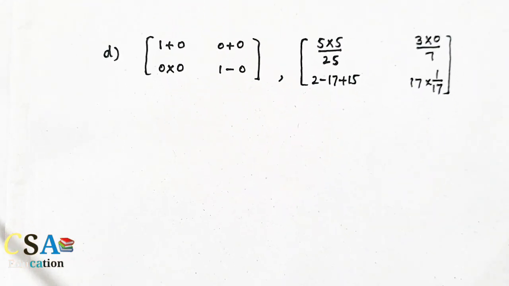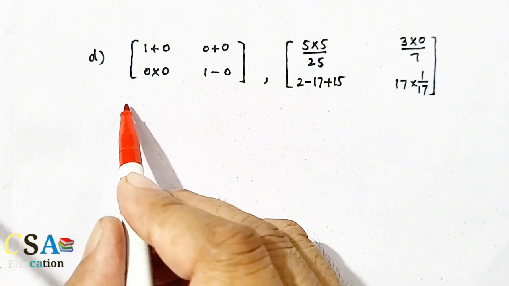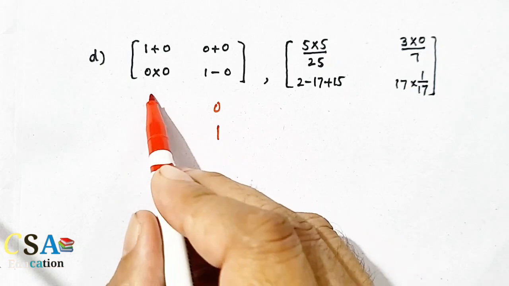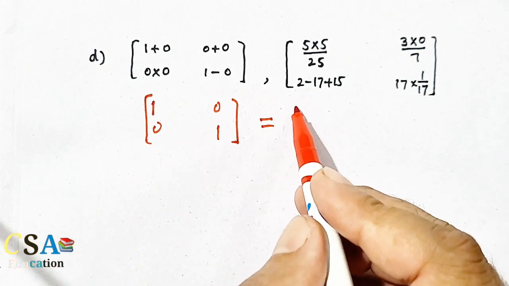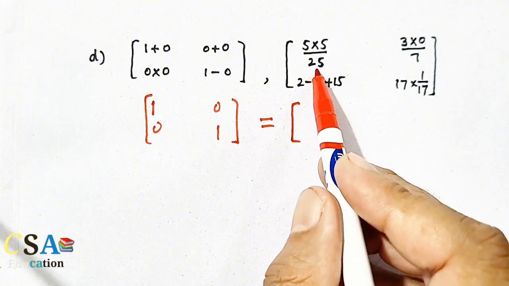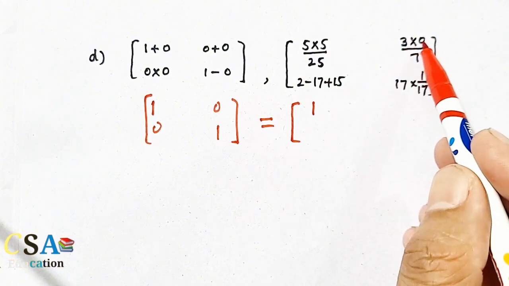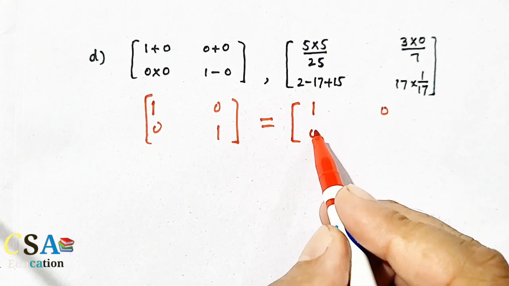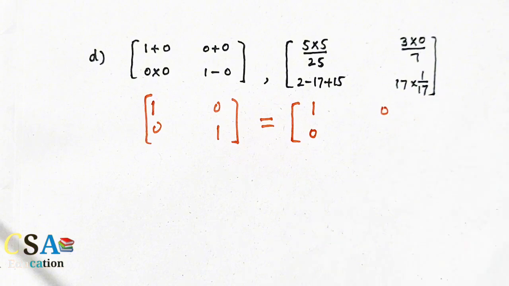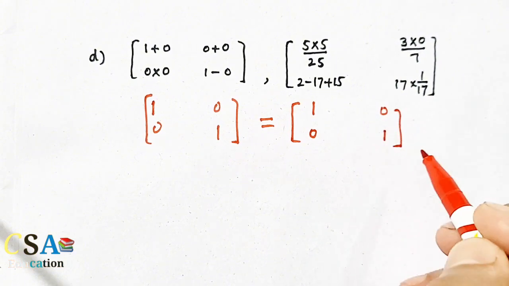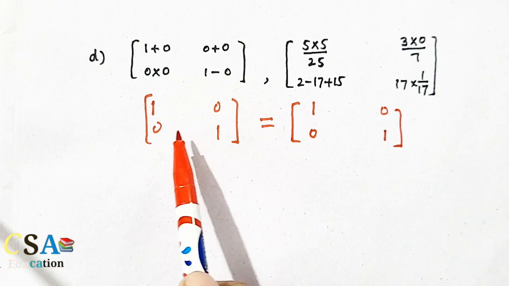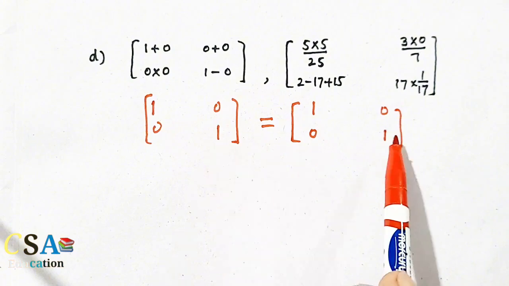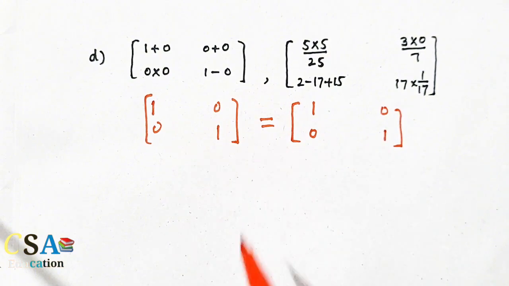Next, move to fourth part, which is the last part of question number 2. If we add these two numbers, we will get 1 0 0 1, and let this be equal to 5 times 5, 25, 25 divided by 25 it is 1. 3 times 0, 0, 0 by 7 is 0. 15 plus 2, 17, 17 minus 17 it will be 0. Now 17 is cancelled. With 17 we will get 1. So if we see, order of both matrices are 2 by 2 and corresponding elements are also same, 1 1, 0 0, 0 0 and 1 1. So these two matrices are equal.